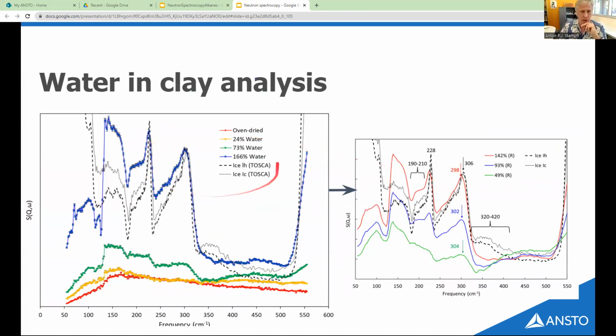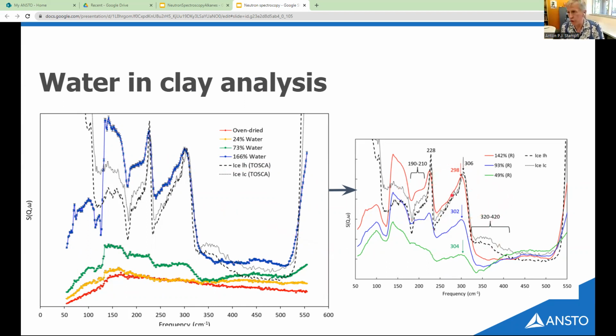So this is the actual spectra. You've got oven dried here, which is basically not much at all. And then you're putting in water progressively, and they compare it to a type of filter spectrometer that's at ISIS. It's called TOSCA, and that's been around for quite some time, and so it pumps out a lot of good work. And then they've done a whole bunch of background subtracting of different spectra from other spectra, and they get this type of result.